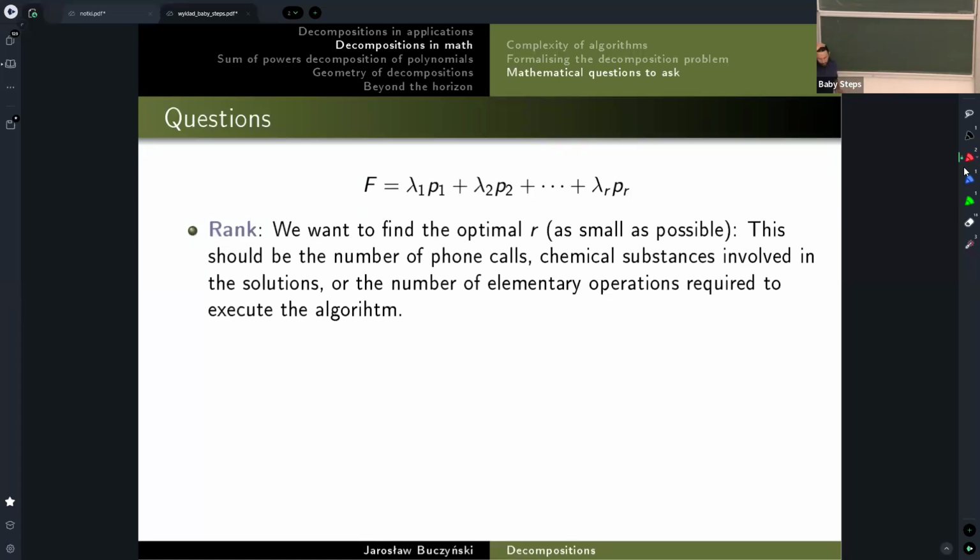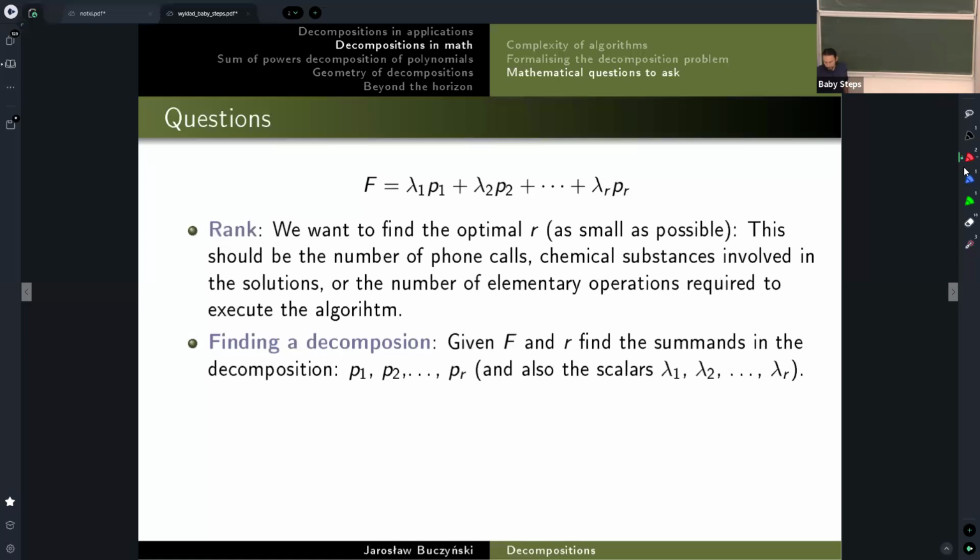So we want to find an optimal R such that this is as small as possible, and this number will correspond to the number of phone calls, the number of chemical substances involved in the solutions, or the number of elementary operations required to execute some specific algorithm. So this is one of the possible questions to ask. Another one would be to find the decomposition. Once I'm given an F and given an R, what are those ingredients p_1 up to p_R, and also the scalars? These are usually easier to determine.